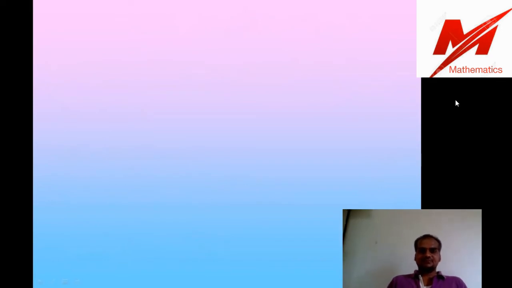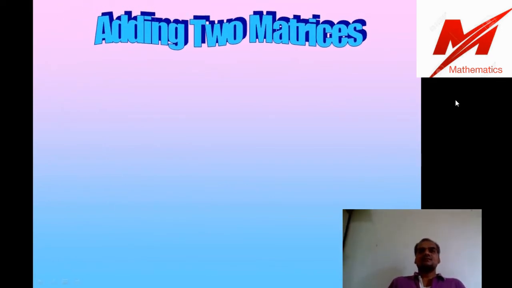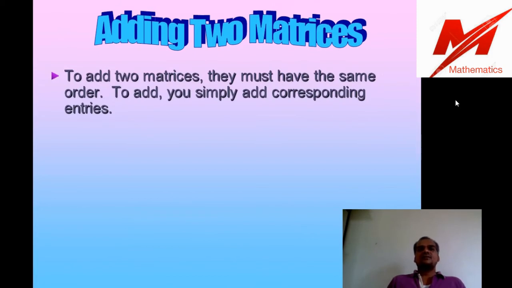Next, we see operations on matrices. I already told you that addition, subtraction and multiplication are the operations on matrices. Now see how we can add two matrices. To add two matrices, they must have the same order.